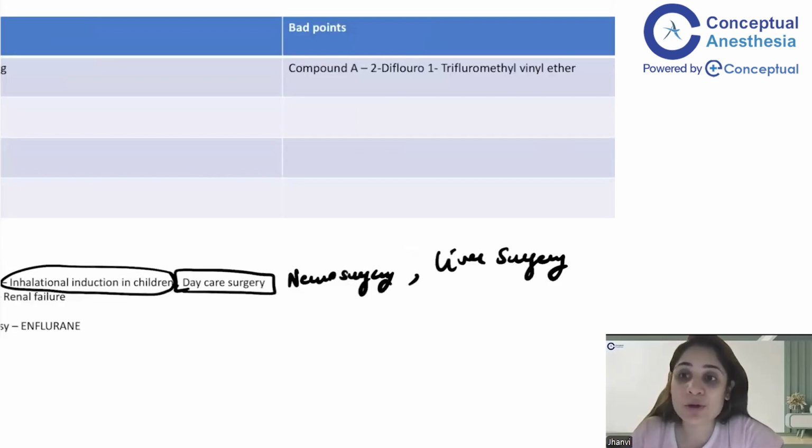Okay. If you all want to know more about this in detail, I would highly recommend you ask Dr. Susan during her liver transplant anesthesia lectures why they prefer using sevoflurane for liver surgery now.